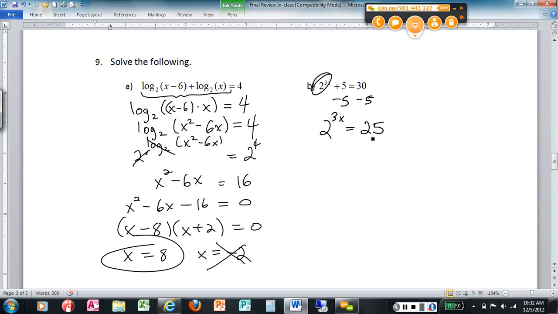Then to get the x out of the exponent, remember what I do then? Well, it's going to use another property of logarithms. I'm going to do a logarithm here, natural log of both sides.